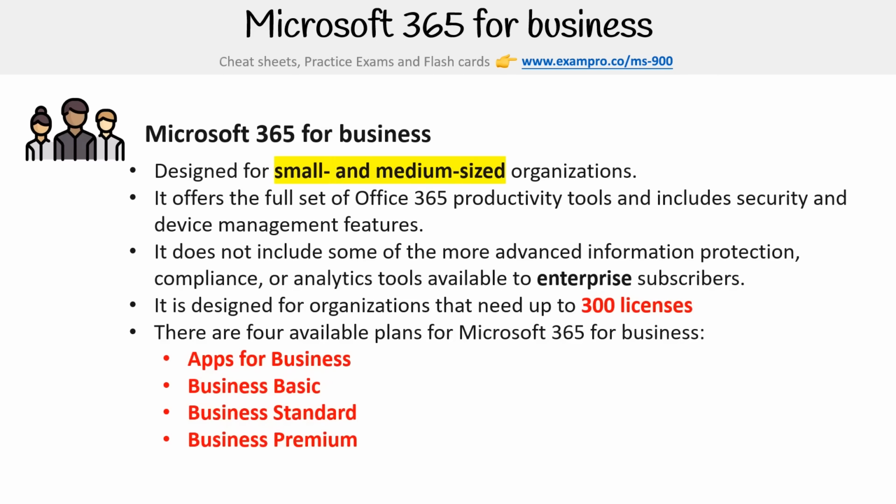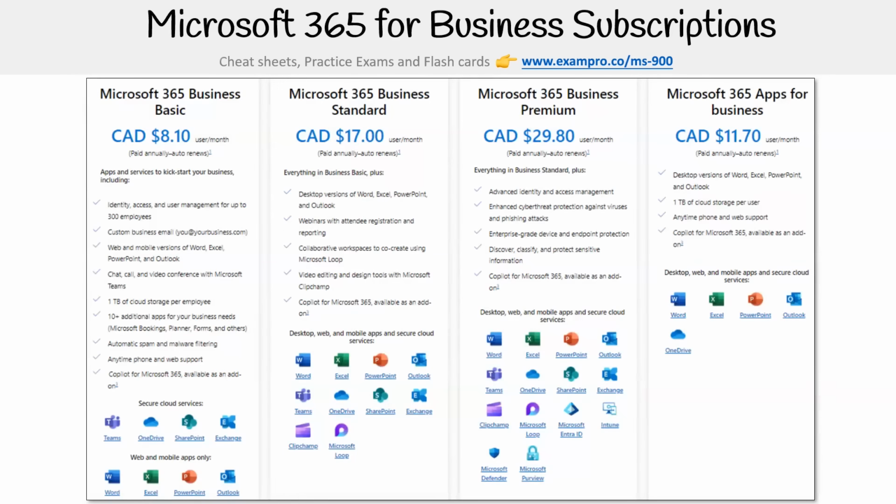And as we mentioned before, there's 4 available plans for Microsoft 365 for Business. So we have Apps for Business, Business Basic, Business Standard, and Business Premium. So looking at a general overview of what each plan has to offer, starting off with the lowest cost plan, we have Microsoft 365 Business Basic. Microsoft 365 Business Basic provides essential tools like identity management, custom business email, 1 terabyte cloud storage, and web mobile versions of Office apps. Includes core services, Word, Excel, PowerPoint, Teams, Outlook, Exchange, OneDrive, and SharePoint.